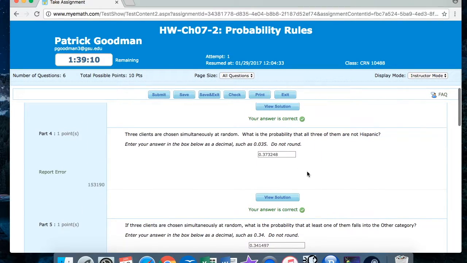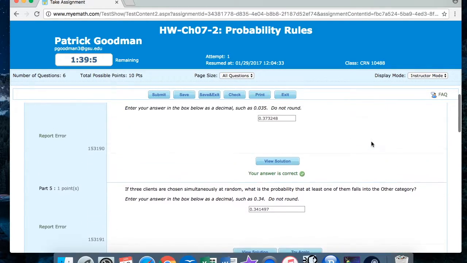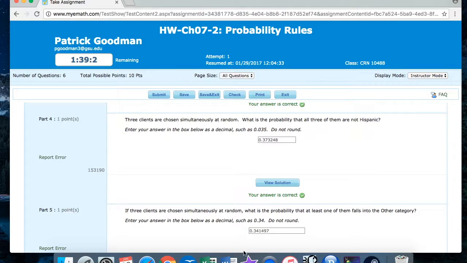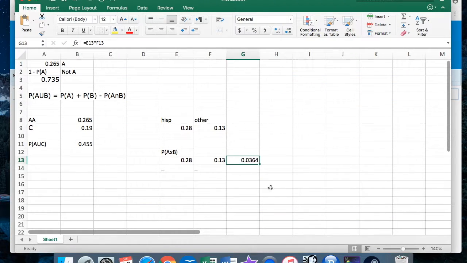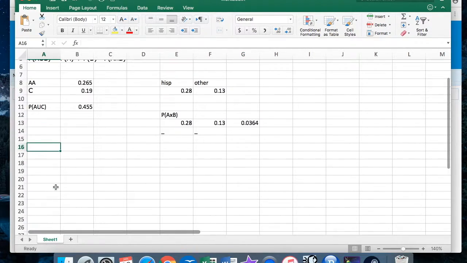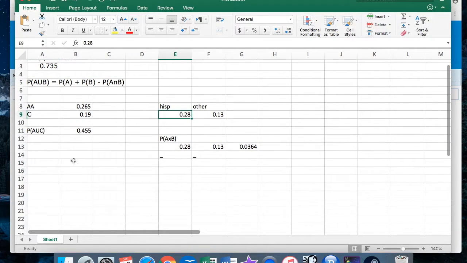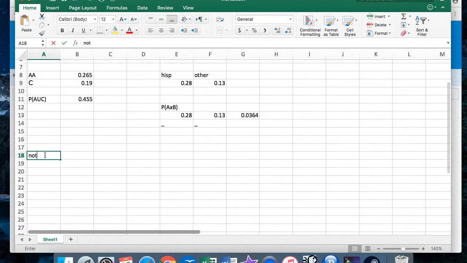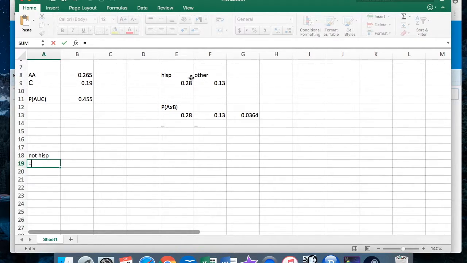Okay, and now it says three clients are chosen at random. What is the probability that all three of them are not Hispanic? Okay, so now it's getting pretty tough. First off, we need to find the probability that one is not Hispanic, and then we have a certain rule for applying it to the other ones. The probability of Hispanic is still the 28%, right? Now, not Hispanic, anytime you see a not, think complement, right? So it's just going to be 1 minus 0.28. So this is the probability of someone being not Hispanic.